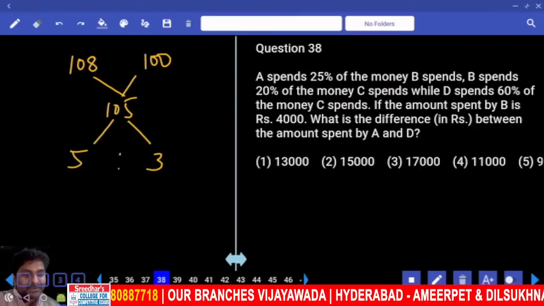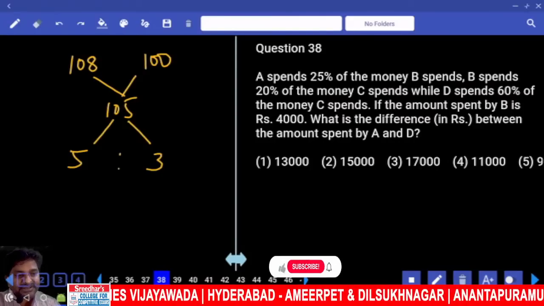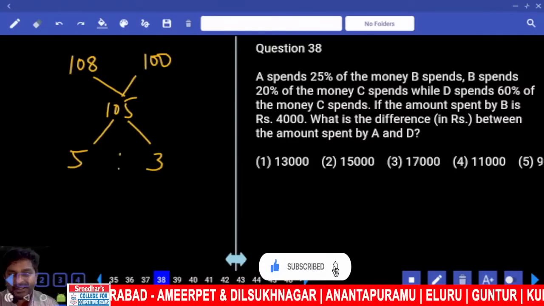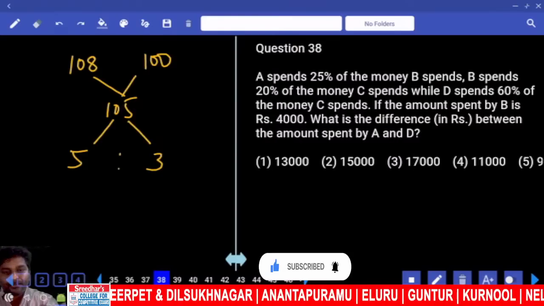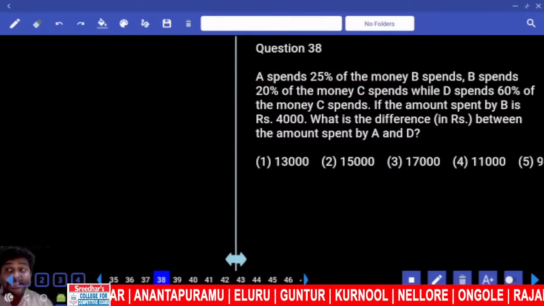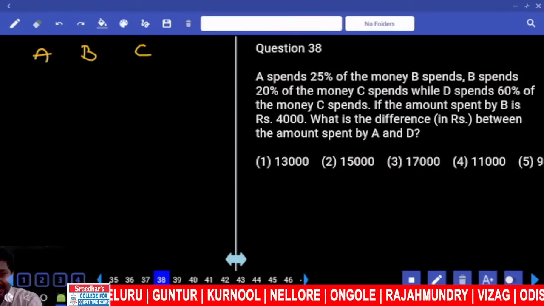A spends 25% of money, B spends 20% of money, C spends, while D spends 60% of money, C spends. A depends on, B depends on, D depends on. From where we need to start? C. Let C be 100.